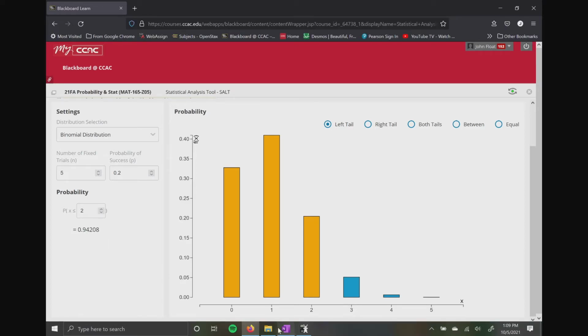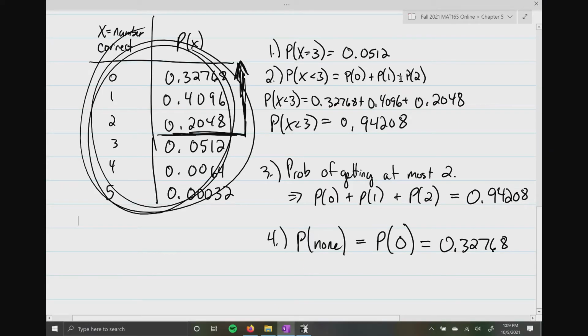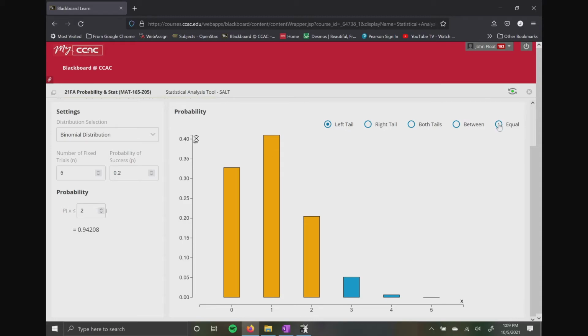And if we go back to our notes, there it is right there, 0.94208. Now, question 3 was the exact same, but let's look at question 4, which is the probability of getting none. So the probability of getting none is exactly 0. So equals, and then we change this to the number 0. The probability of getting none of them correct is actually pretty high: it's 0.32768. That is how this works. So I hope this made sense.